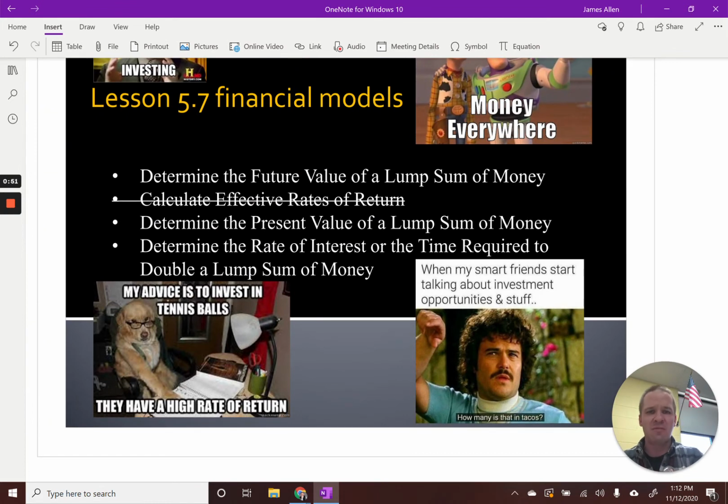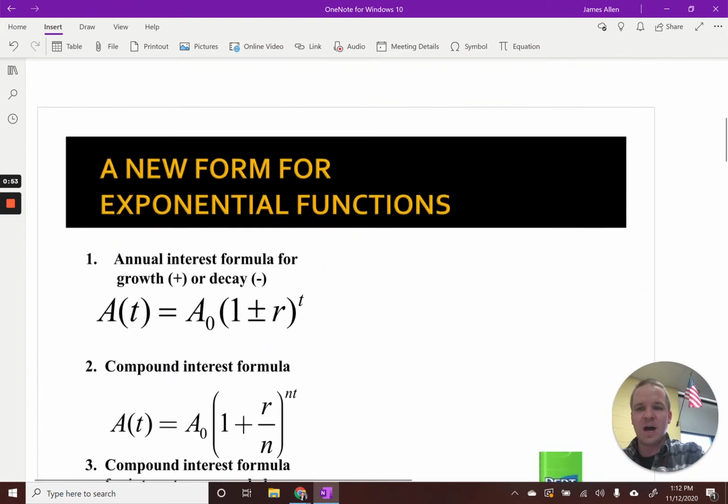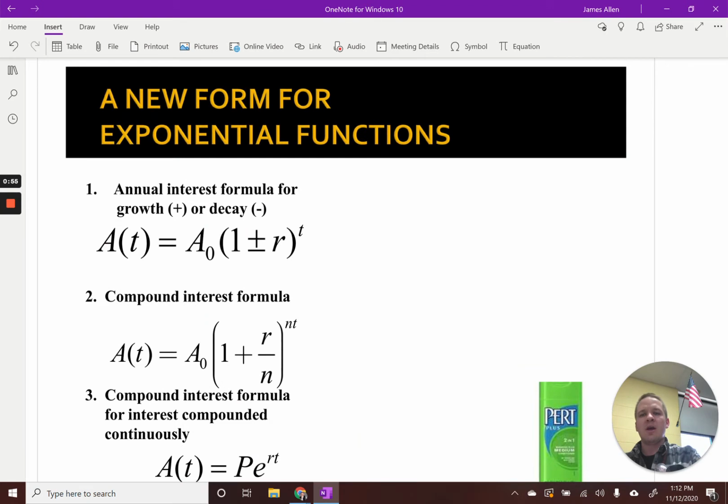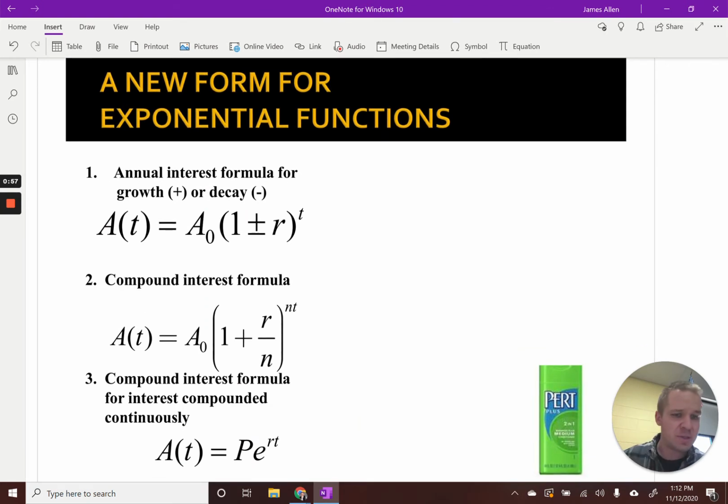Okay. Let's get on to the math, shall we? We've had a good laugh. Now it's time for the real fun. All right. So you may have seen these formulas before in previous classes, right? There's also one that's called simple interest that we're not really going to get into. I'll show you that in a sec. But these are the ones we're going to focus on. So we've got interest for growth and decay.